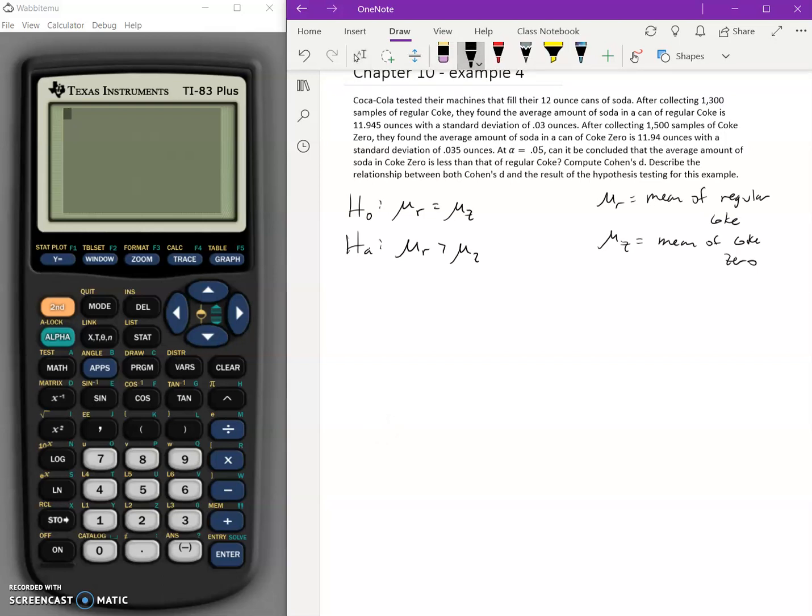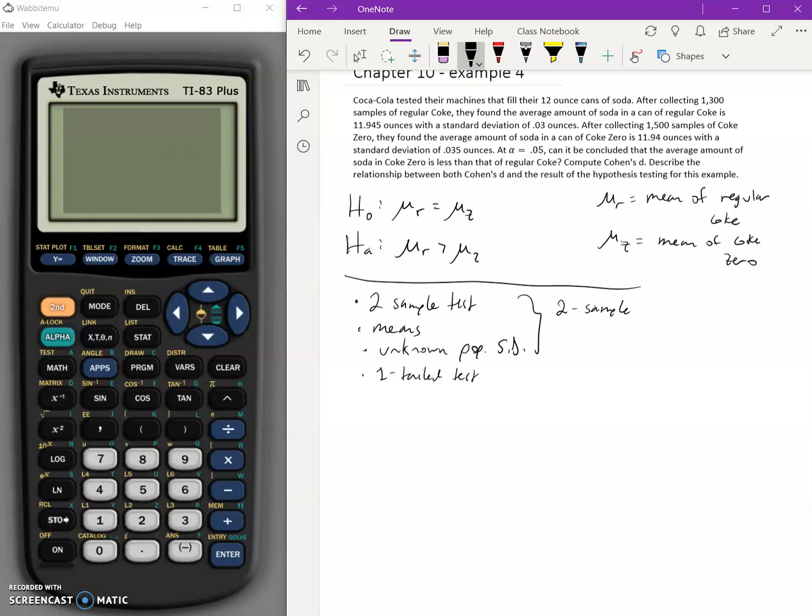All right. So now when we decide on our test here, a few comments we have: we have two sample tests, we have looking at means, we have unknown population standard deviations, because we see that we're talking about the samples that have standard deviations, and then we have a one-tailed test. Looking at these first three, we see that we're going to be looking at a two-sample t-test.